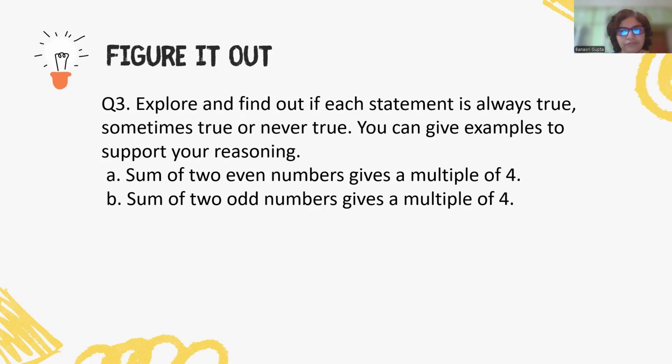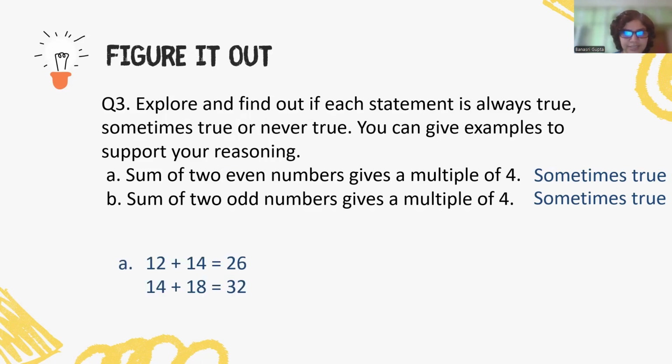Explore and find out if each statement is always true, sometimes true, or never true. You can give examples to support your reasoning. Sum of two even numbers gives a multiple of 4. What do you think? It is sometimes true. Sum of two odd numbers gives a multiple of 4. This is also sometimes true. Let us see the examples to illustrate.